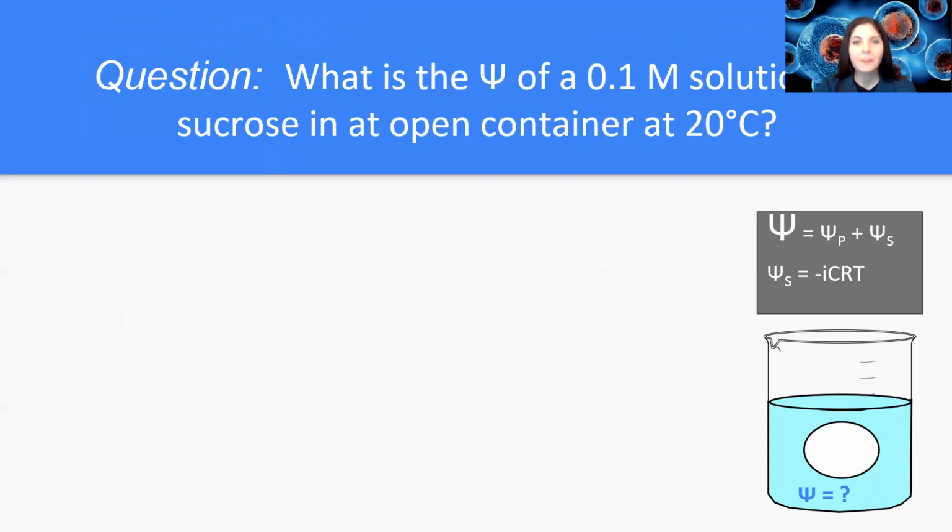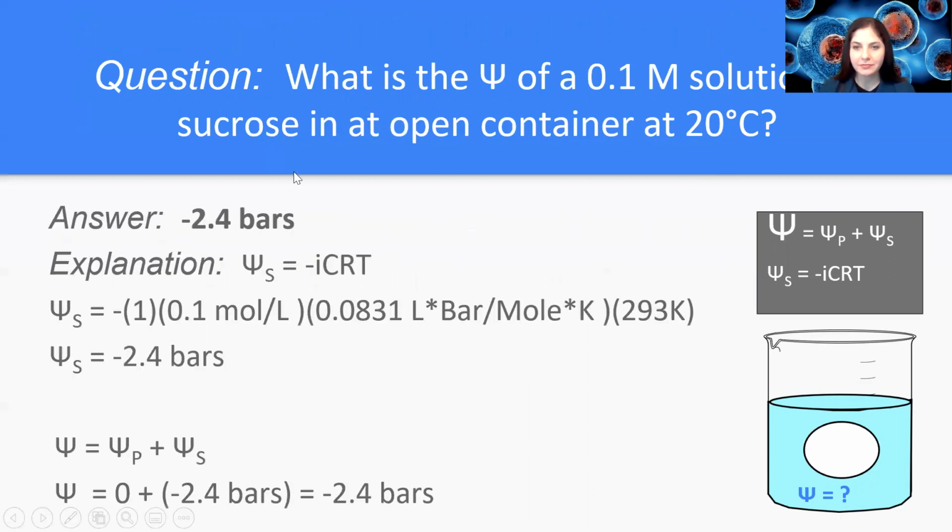So next question, what is the water potential of a 1 molar solution of sucrose in an open container at 20 degrees Celsius? And again, you would always be given the equation. So the answer is going to be negative 2.4 bars.